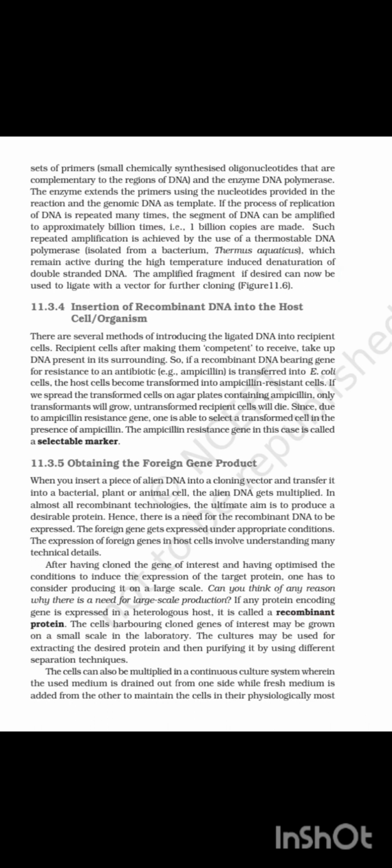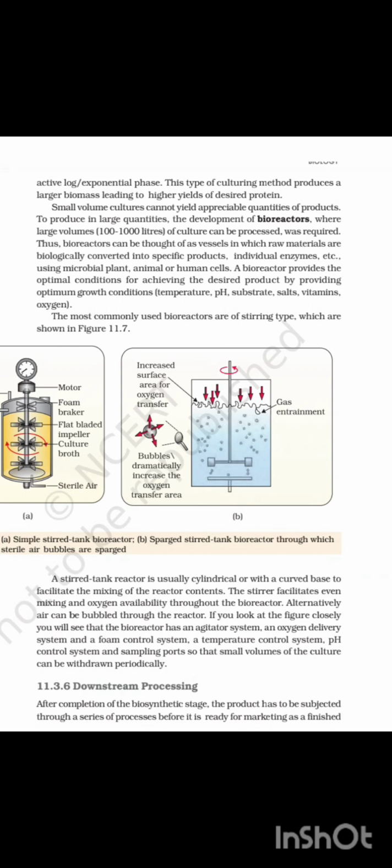The cells harboring the cloned gene of interest may be grown on a small scale in the laboratory. The cultures may be used for extracting the desired protein and then purifying it by using different separation techniques. The cells can also be multiplied in a continuous culture system, wherein the used medium is drained out from one side while fresh medium is added from the other to maintain the cells in their physiologically most active log or exponential phase. This type of culturing method produces a large biomass leading to a higher yield of the desired protein.